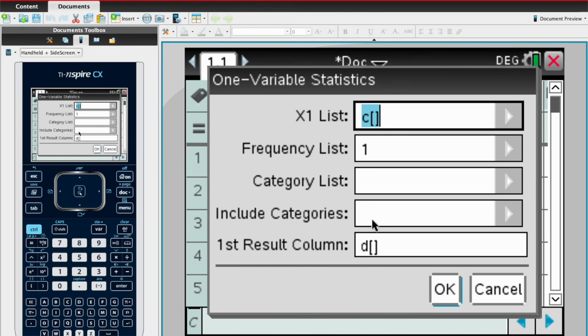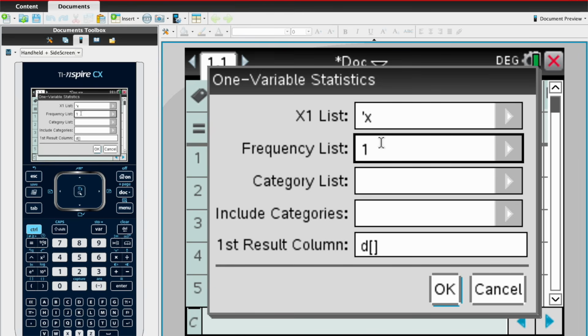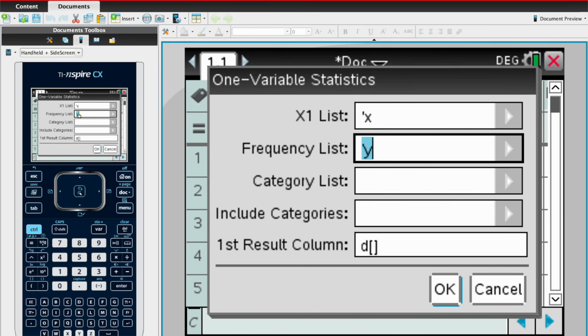So let's go ahead and put that in. Where did we put our actual values? We put those in X. And our frequency, we put in Y. That told us the number of households that matched the given variable value in this case. That's all we have. So let's go and press OK.